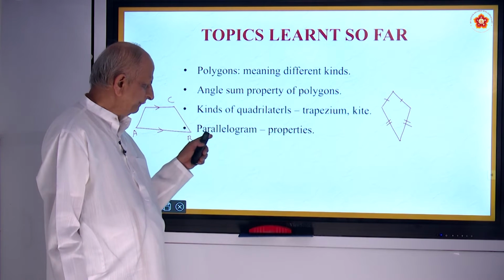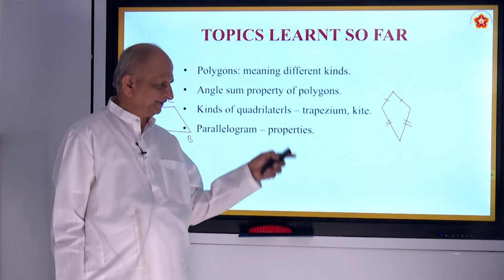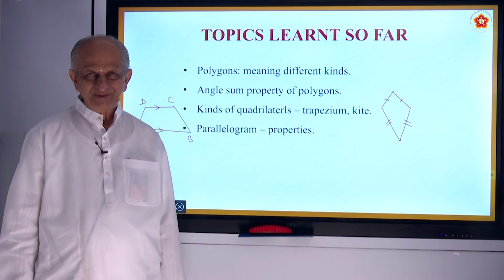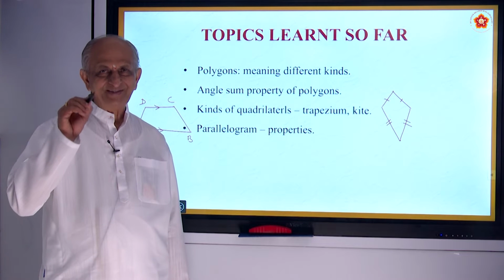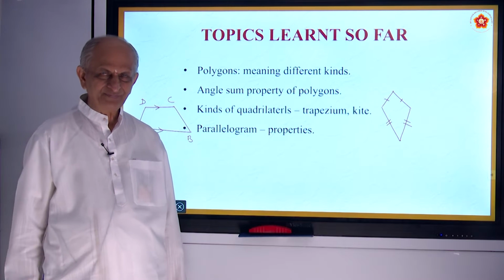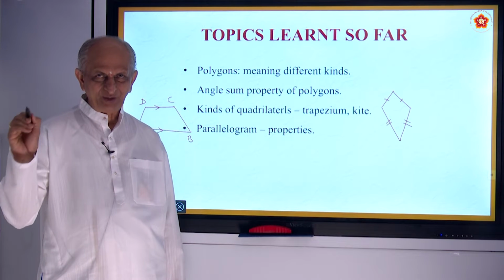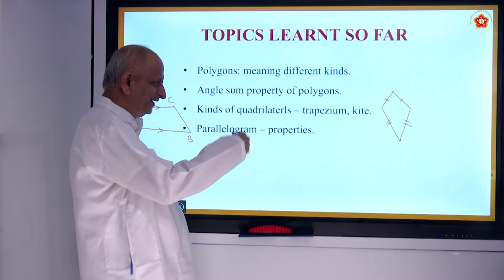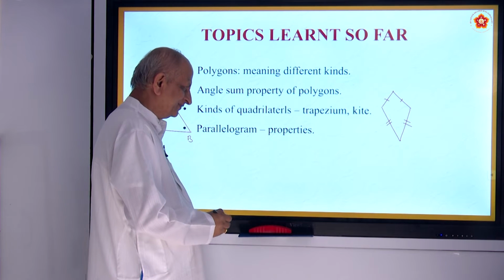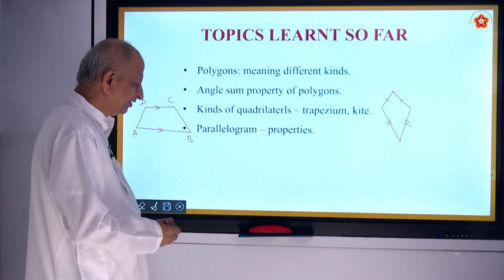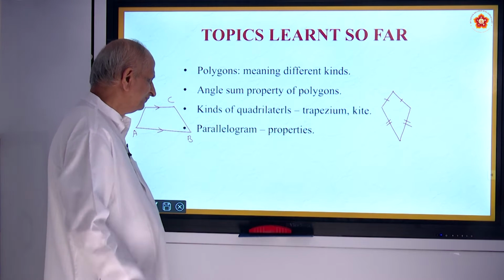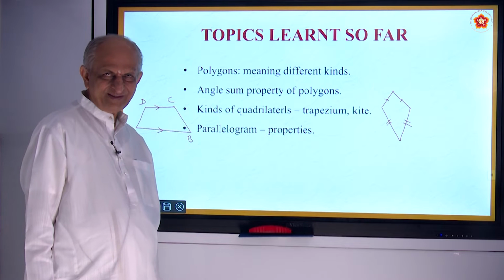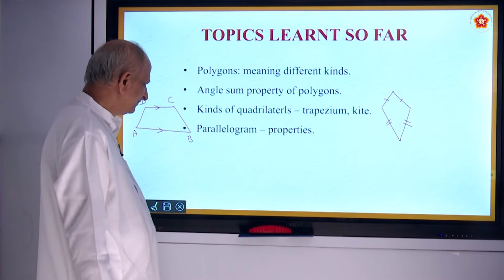Also, we are studying about parallelogram and its properties. Can you name some properties of parallelogram? Yes. Opposite sides are equal. Opposite angles are equal. Then what? The adjacent angles, 2 pairs will be there, they will be supplementary. And diagonals bisect each other. All these things we have studied, right?